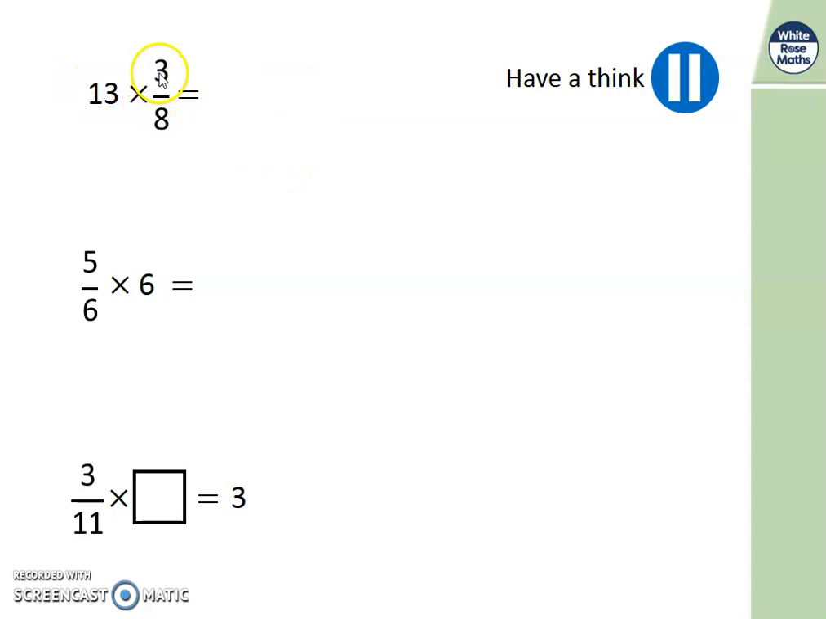So we do 13 times 3, and that's 39. We have 39 eighths. How many eighths go into 39? 8, 16, 24, 32. So it fits in 4 whole times, and that gets me to 32. From 32 to 39 is 7 more. So it's 4 wholes and 7 eighths.